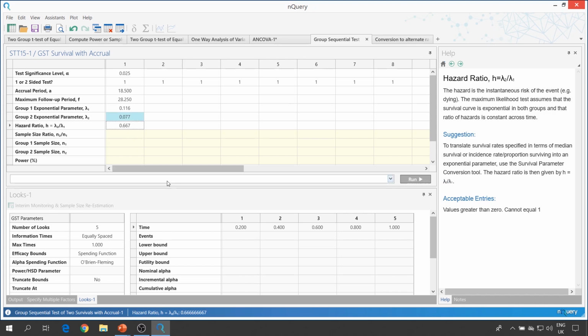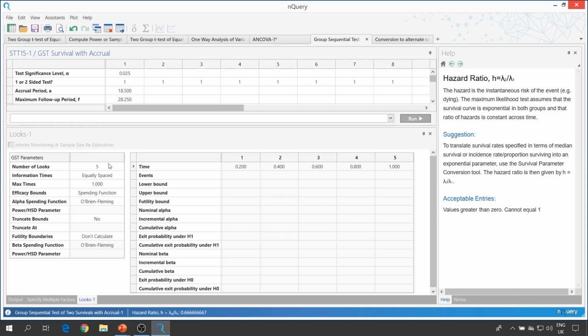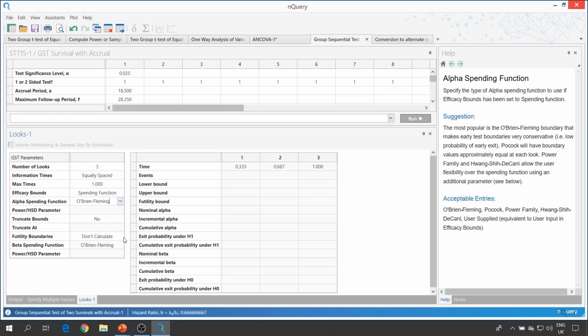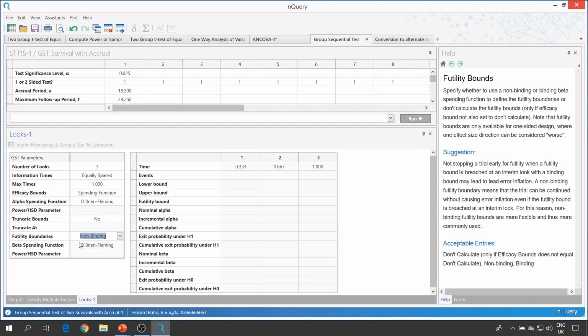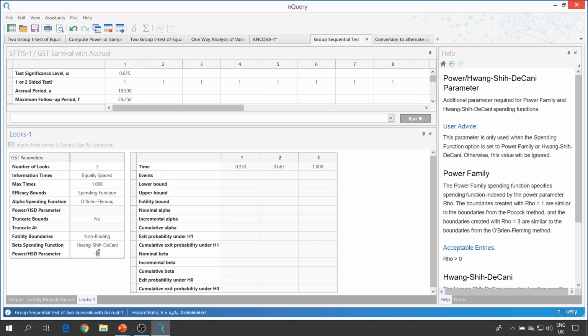And before we do our calculation, we want to just set up our group sequential design in the side table. On the left-hand side, we have these options that basically set what the group sequential design will be like: how many interim looks will we have, what spending functions will we use, do we want a futility function, what type, non-binding, and we'll just set this to Hwang-Shih-DeCani minus 1.25.